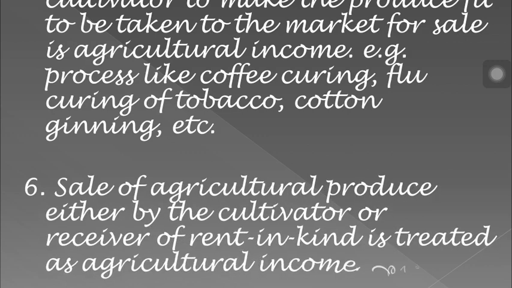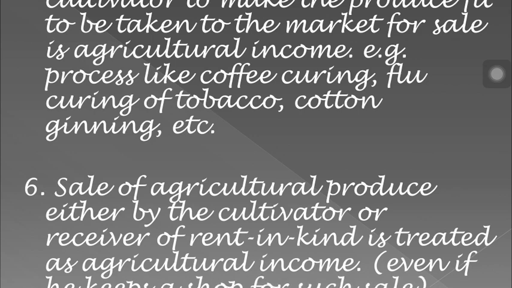Okay. Now see the next point. Ordinary process employed by a cultivator to make the produce fit to be taken into market for sale is agricultural income. Example, processes like coffee curing, flue curing of tobacco, cotton ginning, etc. Now suppose I grow rice, and I am a farmer. When I grow rice and I sell it to the market, it is agricultural income. Now if I polish the rice, I can charge more money, right? For the rice, I can earn more profit. In this case also, I'm processing the rice, I'm polishing it, and I'm selling it. Still, it will be agricultural income.